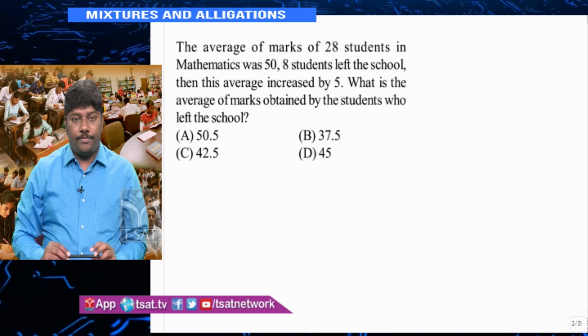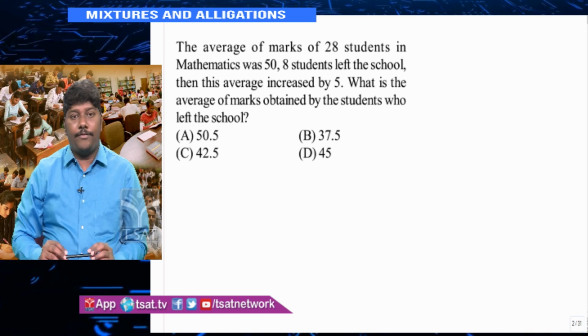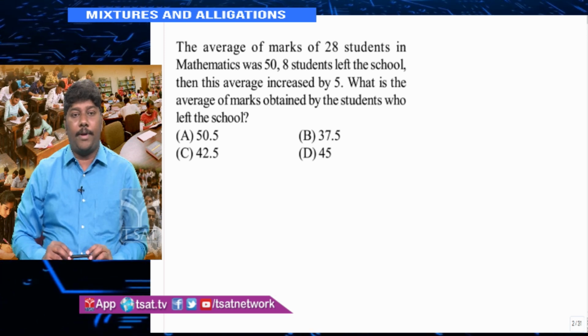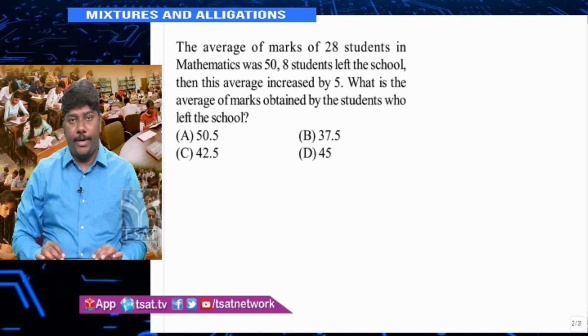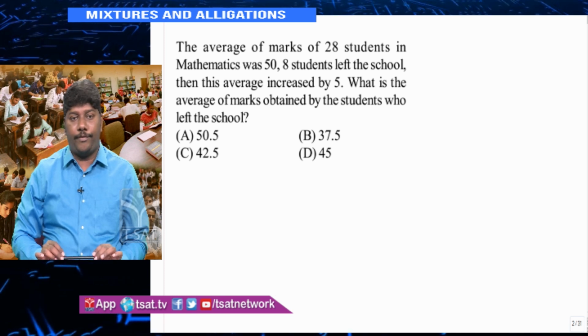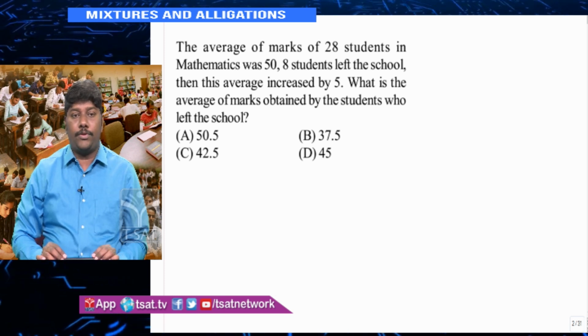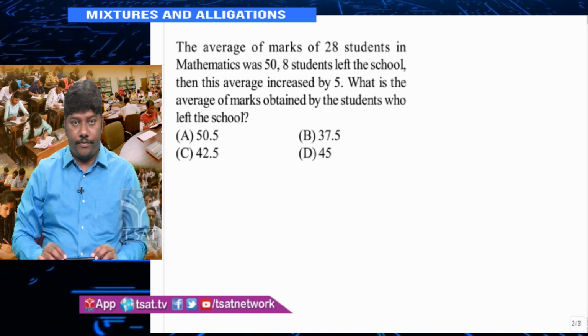Let's look at this question. Here he says the average marks of 28 students in mathematics was 50. There were 28 students in the group, the average marks is 50. 8 students left the school, then this average increases by 5.